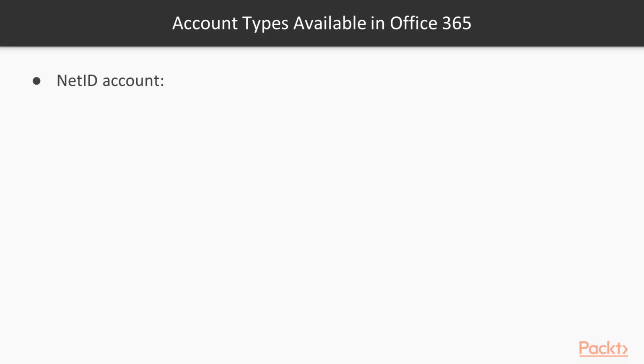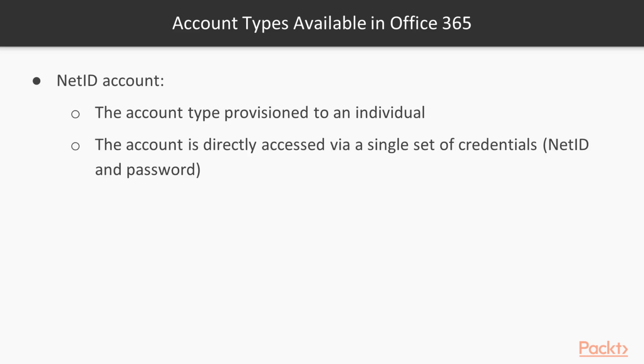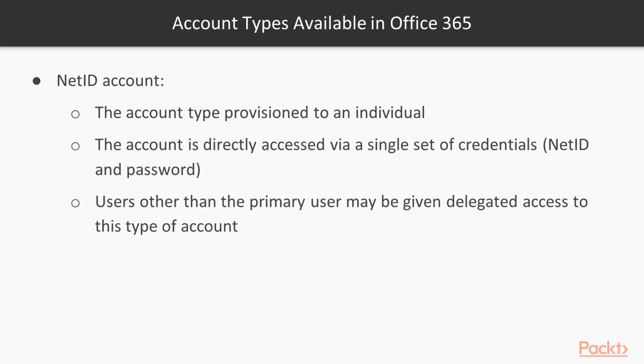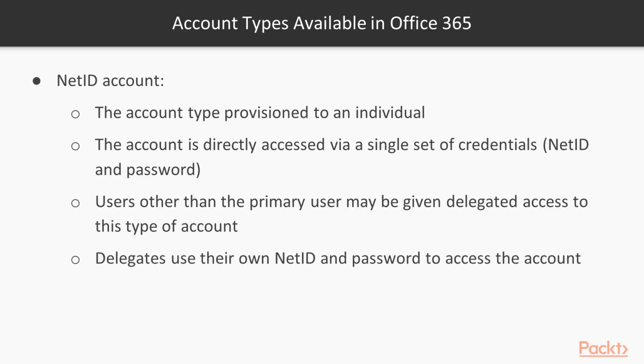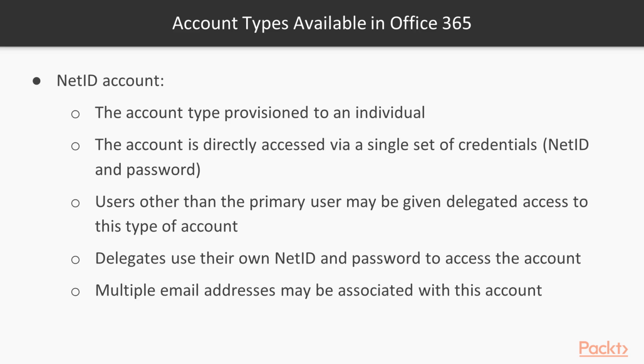Account types available in Office 365. Net ID account. This account type is provisioned to an individual. The account is directly accessed via a single set of credentials. Users other than the primary user may be delegated access to this type of account. Delegates use their own net ID and password to access the account. Multiple email addresses may be associated with this account.